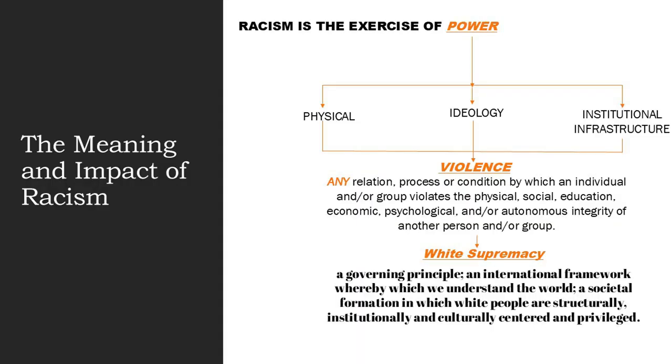And this is one of the things we have to get clear about. By way of Charles Mills' text, what we understand is that white supremacy is a governing principle. It is an international framework, not just U.S. It is an international framework whereby which we understand the world. It is a societal formation. A societal formation. Catch it. In which white folks are structurally, institutionally, and culturally centered in privilege.